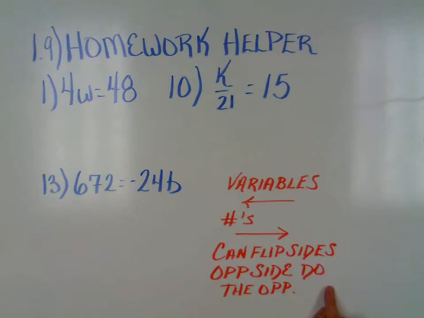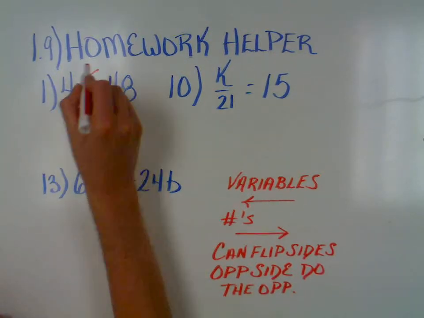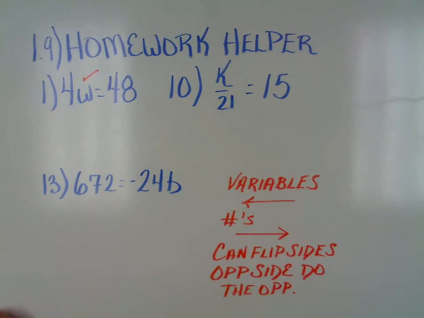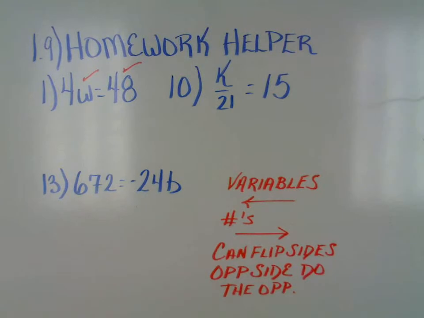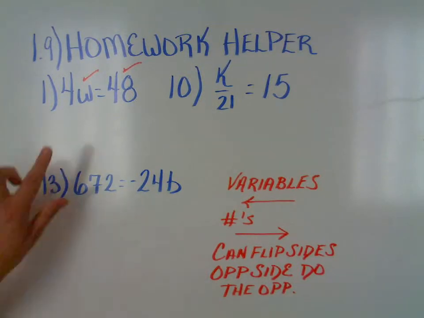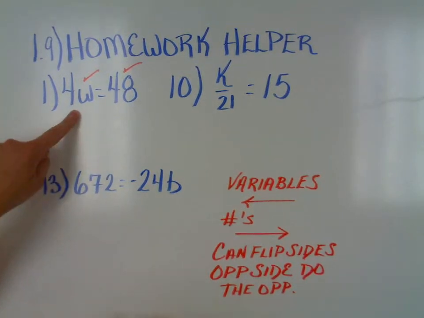So let's take a look at number 1, 4w equals 48, or 4 times w equals 48. So again, we already know we want variables on the left, and as you can see, the variable w is on the left side of the equal sign. Meanwhile, the number 48 is on the right side of the equal sign. So we see that our odd duck here is the 4.